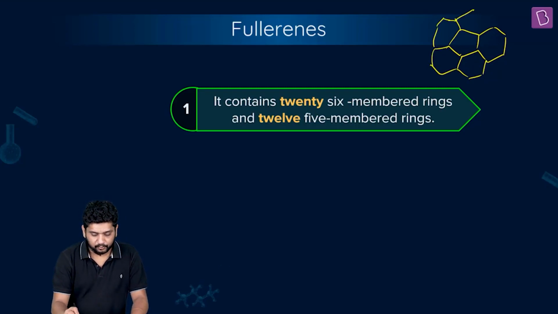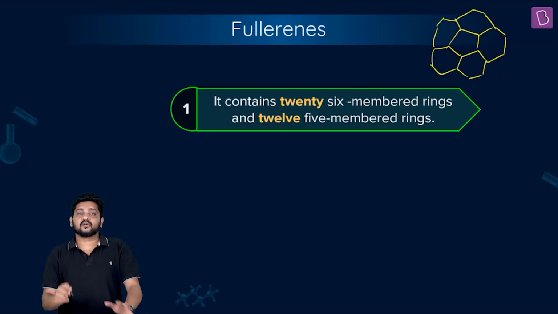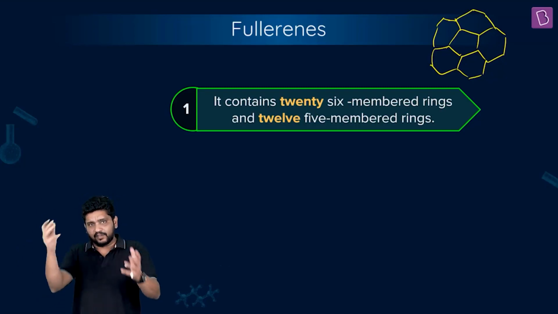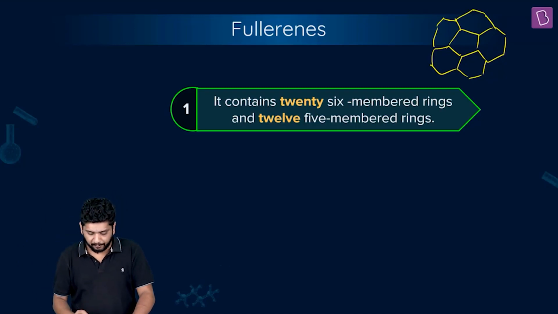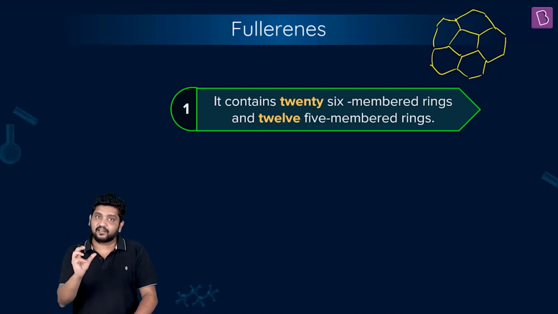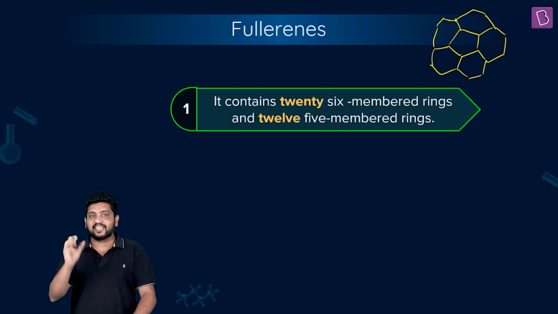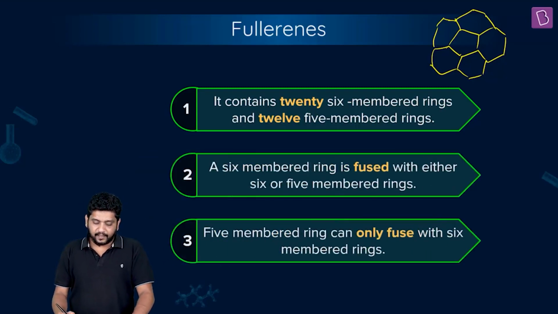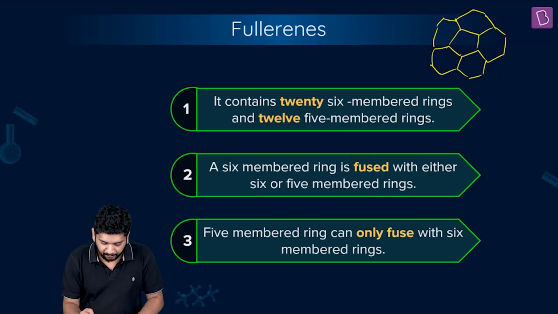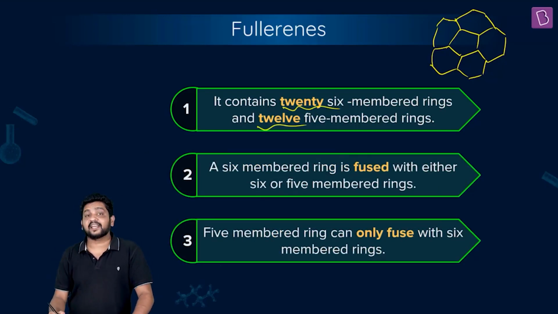So 1, 2, like this. Around a 5-member ring, you will have these five obviously 6-member rings. 6-member rings can touch each other, and also 5-member rings. There are 12 such 5-member rings and 20 such 6-member rings that form what you call your buckyball C60, right?